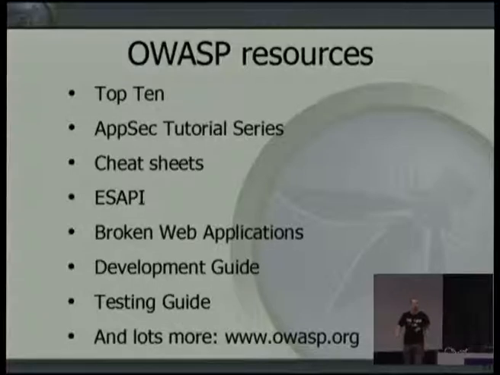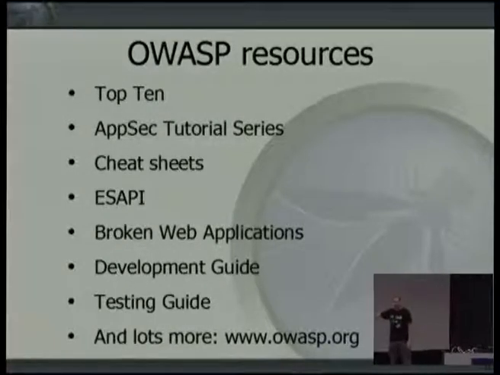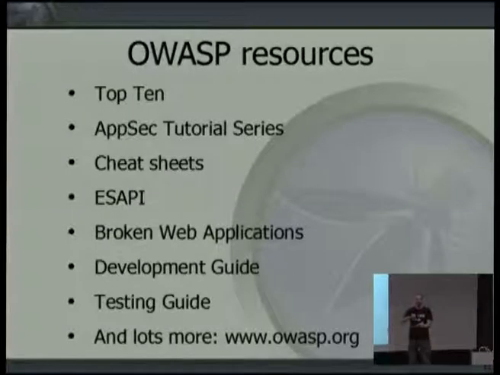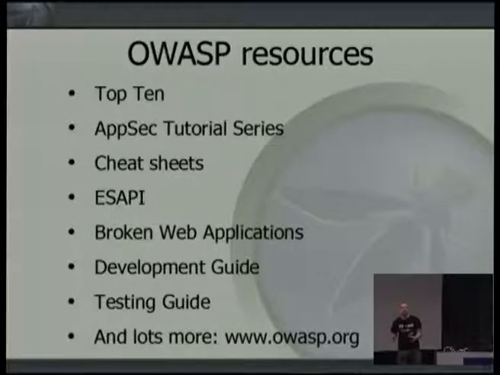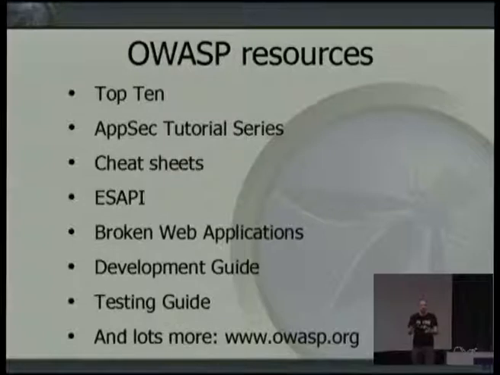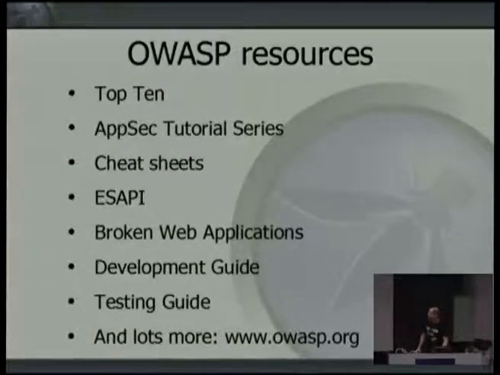Cheat sheets are really good because they're relatively small and consumable, so they're easy to get your head around. There are things like the development guide and testing guide, which are great resources, but they're hefty and not great fun to read. Good as reference guides, though. ESAPI is a library available in various languages which gives you a load of security features you can make use of. And the Broken Web Application Project, BWA, is a whole set of vulnerable web applications. If you want to learn about application security, this is a great way to get something to play around with, something to attack, something to legally break and hack, and to use Zap on, of course. There's loads more, so go to www.owasp.org, where there's loads of great information.